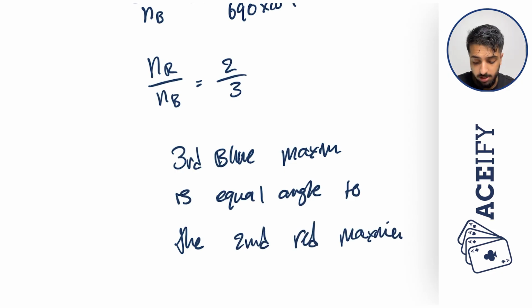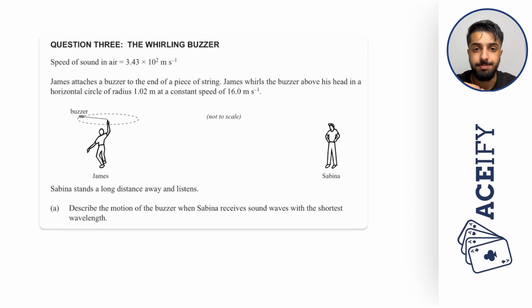Alright, so yes. Okay, question 3. The speed of sound in air is 343 meters per second. James attaches a buzzer to the end of a piece of string. James whirls the buzzer above his head in a horizontal circle of radius 1.02 meters, at a constant speed of 16 meters per second. Sabina stands a long distance away and listens.